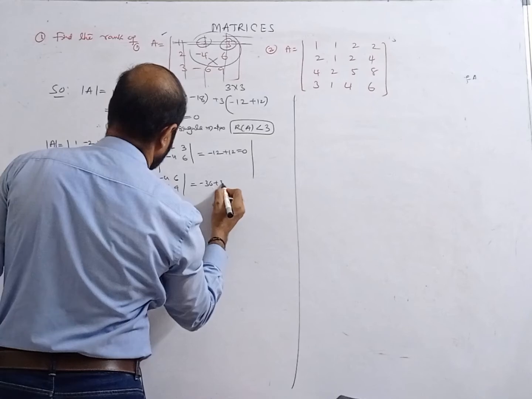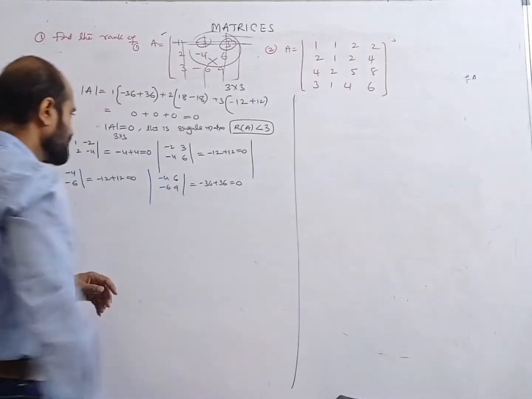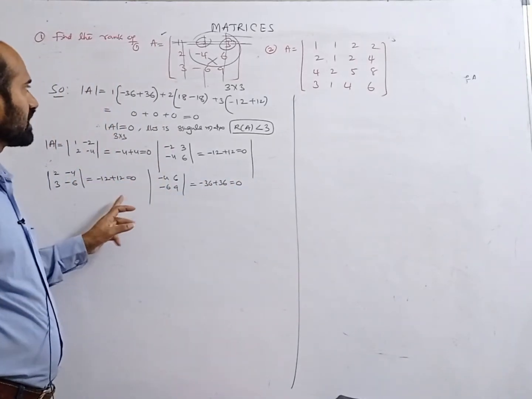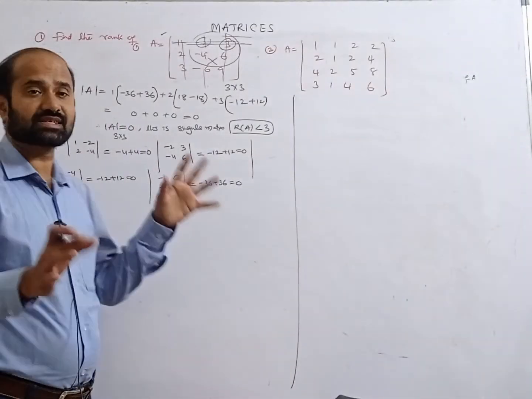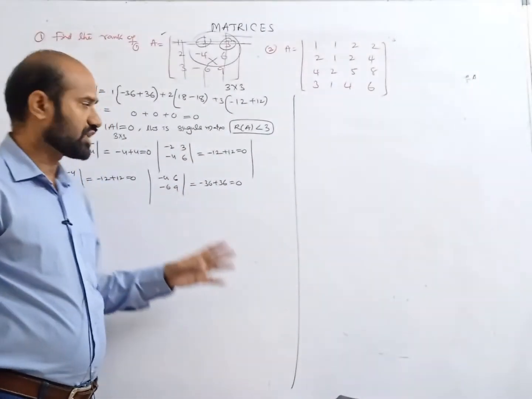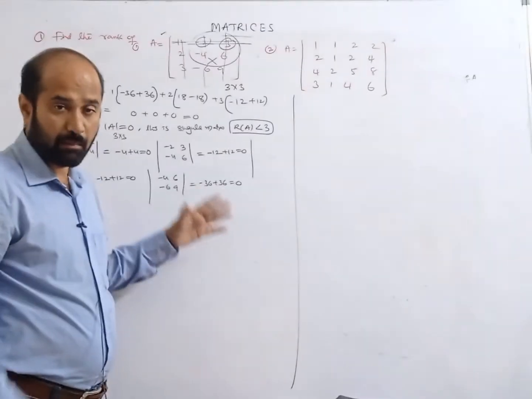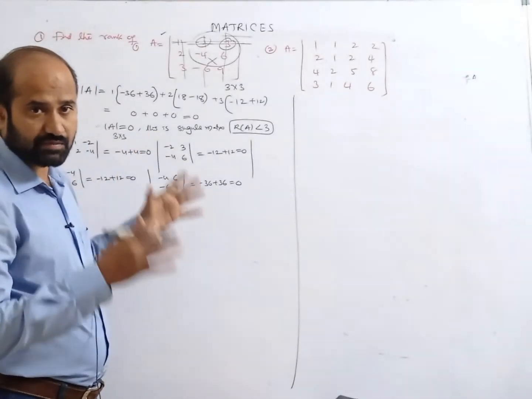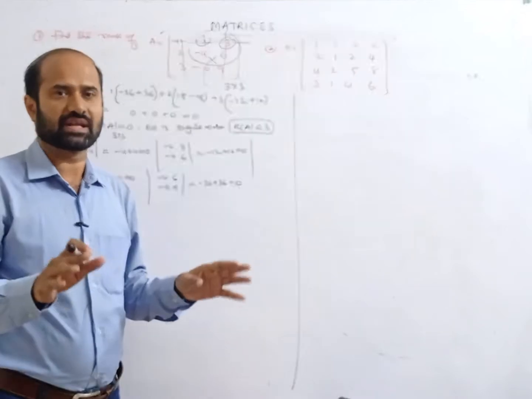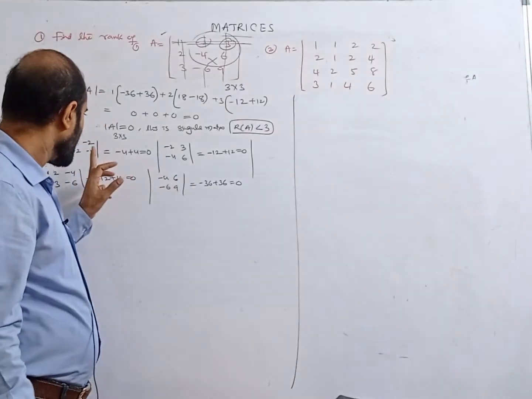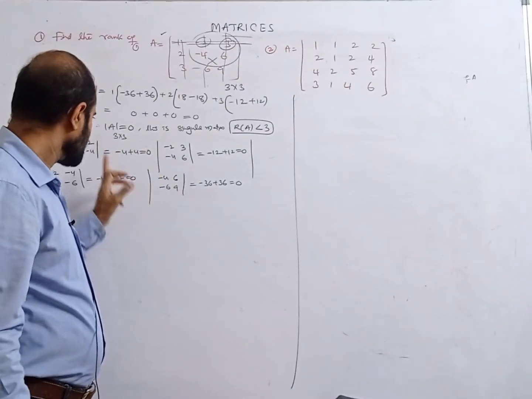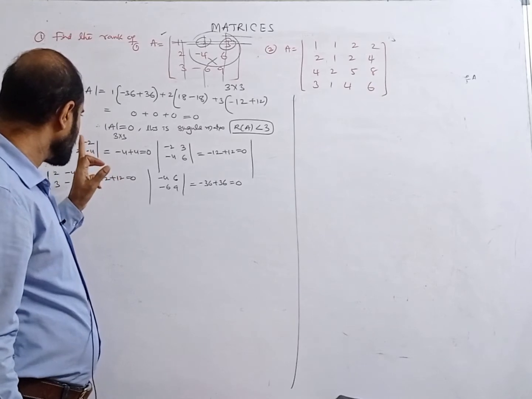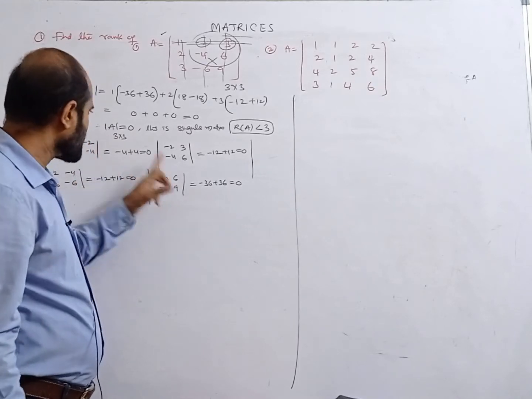Minus 36 plus 36 equal to 0. See here, these 4 are all the possible square submatrices. We are finding the minors. Minor means the determinant. The determinant of a square submatrix is called a minor. Clear? So I found all the minors here. Minor is the determinant of the square submatrix.